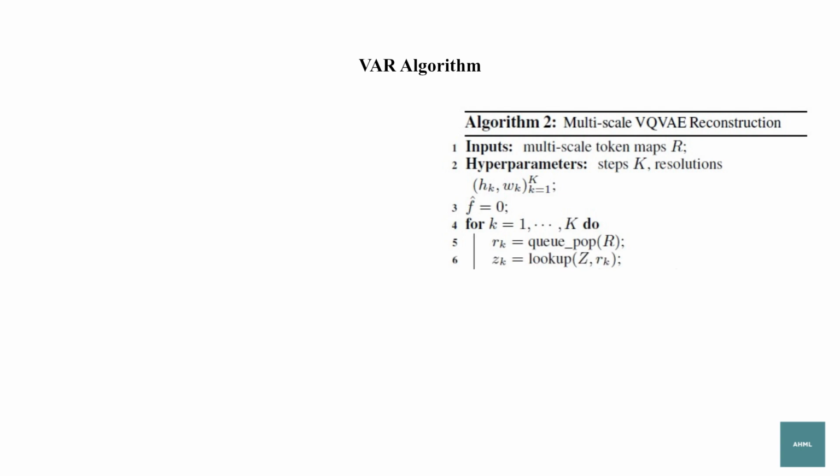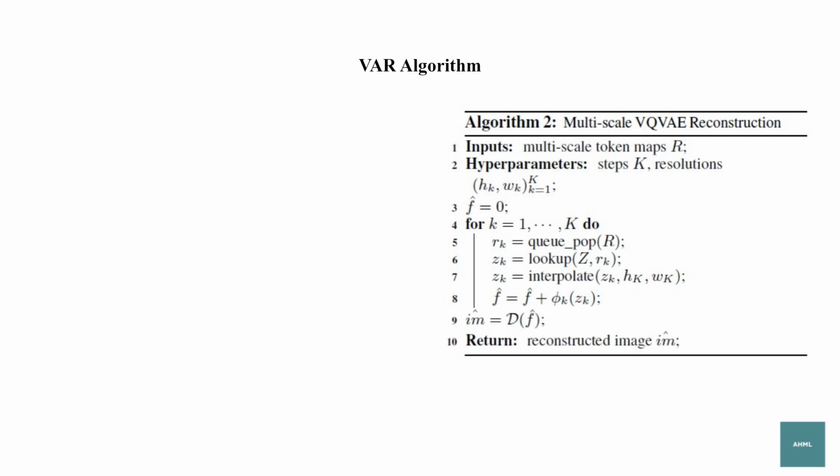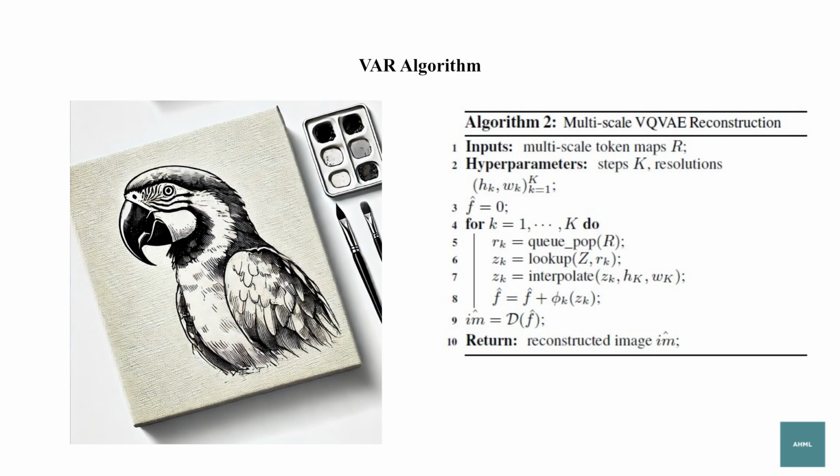This step translates the quantized tokens into meaningful image features. ZK is then resized to the final resolution HK by WK using interpolation. This ensures that the feature matches the scale of the final image. The adjusted feature ZK is then passed through a convolutional layer, or phi-k, to refine it. The result is then added to the feature map F to incrementally build the image. This process is repeated for every stored token map in R, progressively adding finer details to the canvas. Once all token maps have been processed, the feature map F is passed through a decoder D, which transforms it into the final reconstructed image, IM hat.